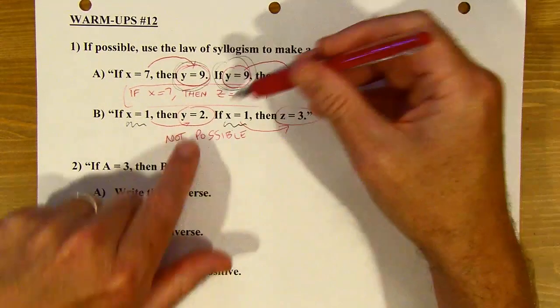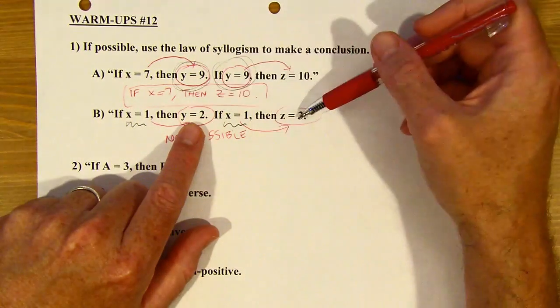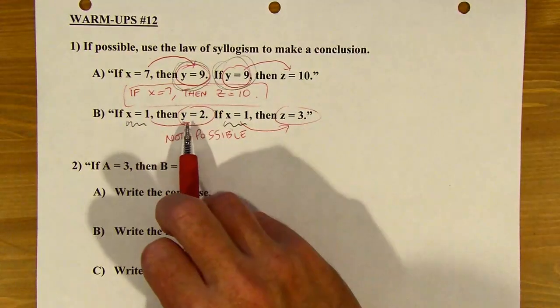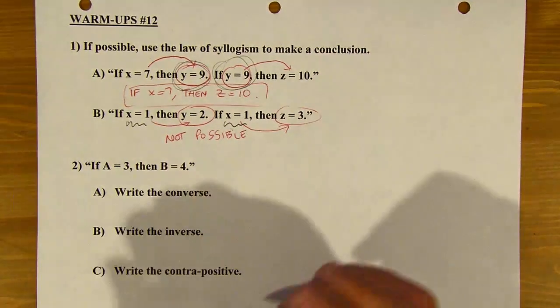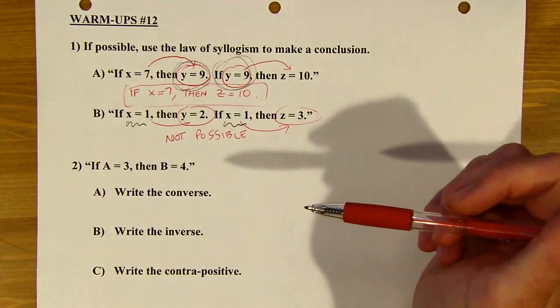Okay, so a lot of times I'll see people say, if y equals 2, then z equals 3. But I don't know if y equals 2 would come before z equaling 3 or vice versa. Or maybe they happen at the same time. I just can't use the law of syllogism there. It doesn't work like that.